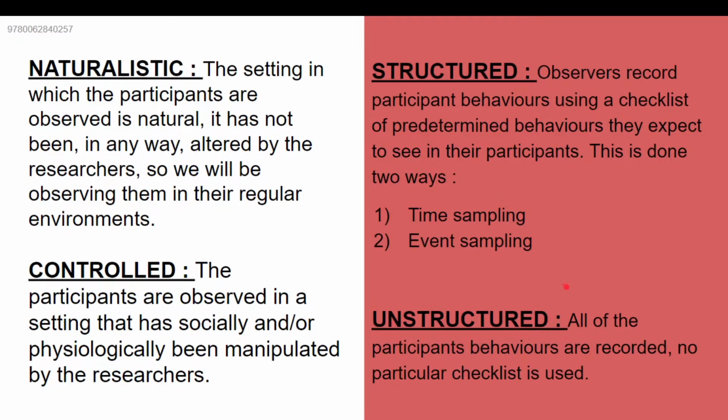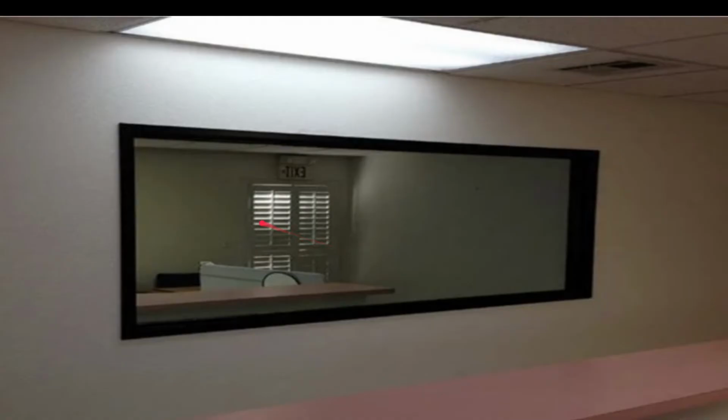So using this type of observation, we then create a behavioral checklist. Now, for example, if we observe participants in this office setting without any manipulation, it would be a naturalistic observation. And if we use a one-way mirror, it is often seen in investigation rooms or police stations. On the outside of it, the observer can see into the room, but on the inside, whoever is sitting in that room will only see a mirror. They will not be able to see outside of the room.